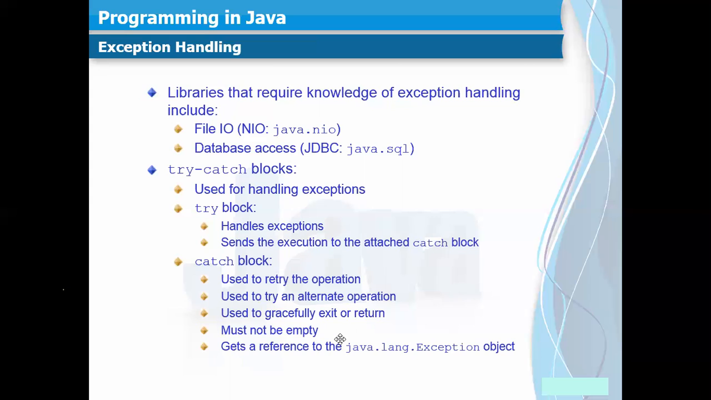Suppose you are writing a code up to 100 lines. That means you cannot put all the 100 lines into the try block. You have to put that program into the try block where there is a chance of exception.